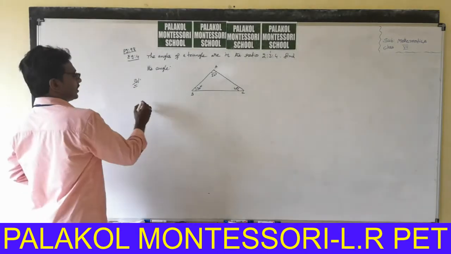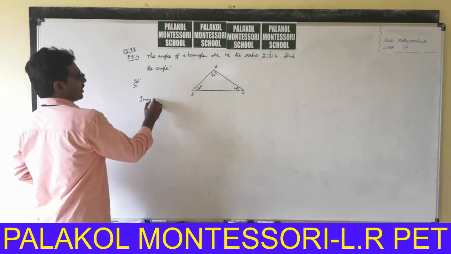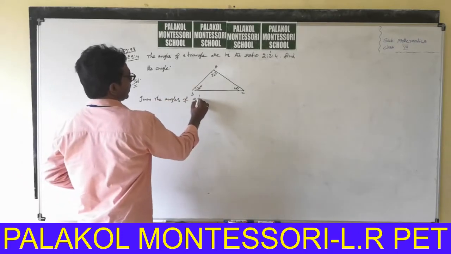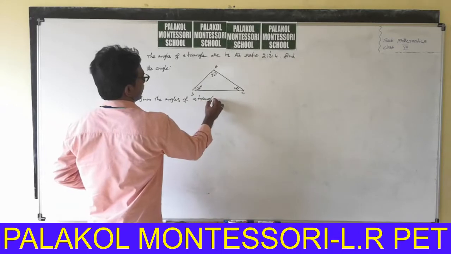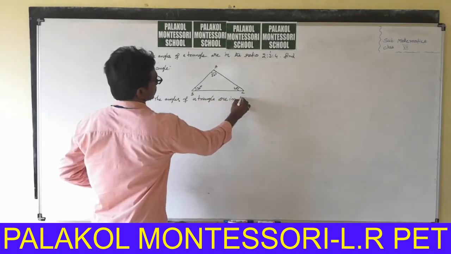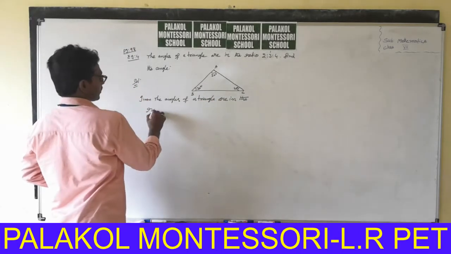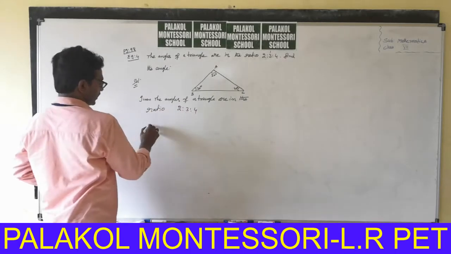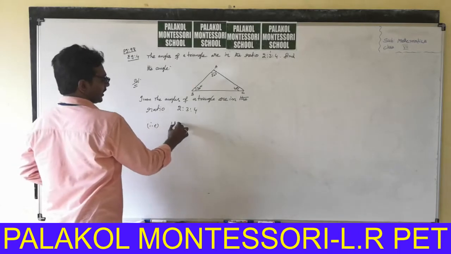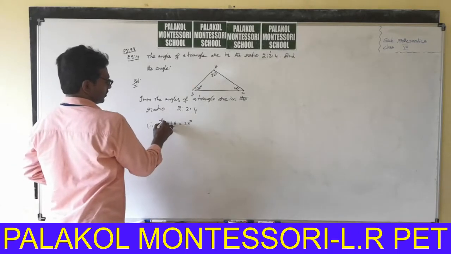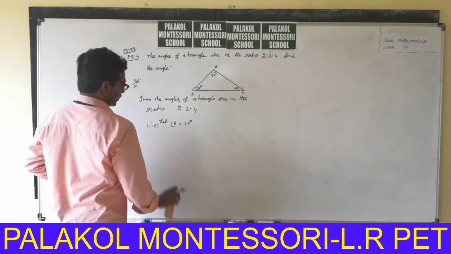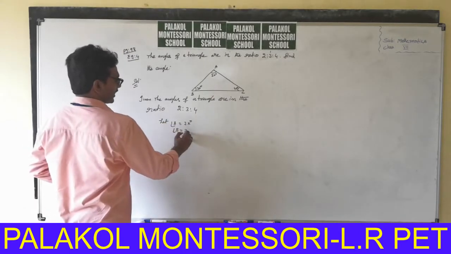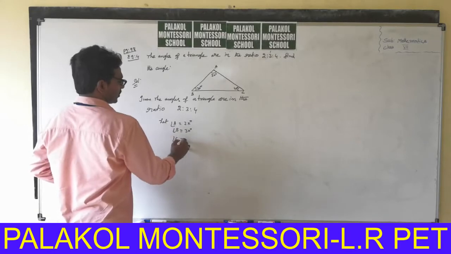You write: given the angles of a triangle are in the ratio 2:3:4. That means let angle A is equal to 2x degrees, angle B is equal to 3x degrees, angle C is equal to 4x degrees.